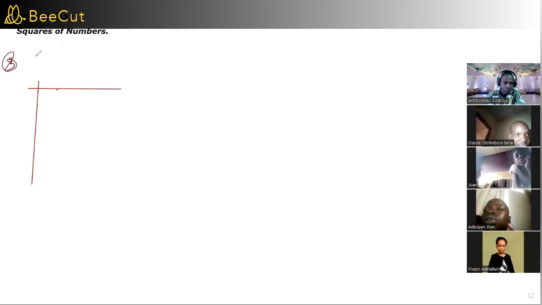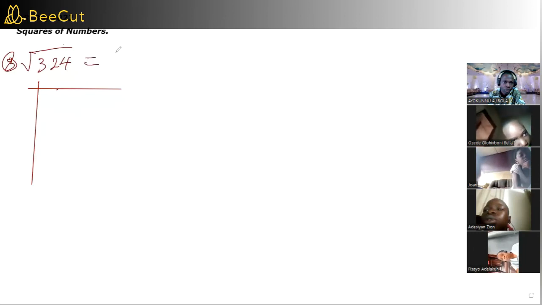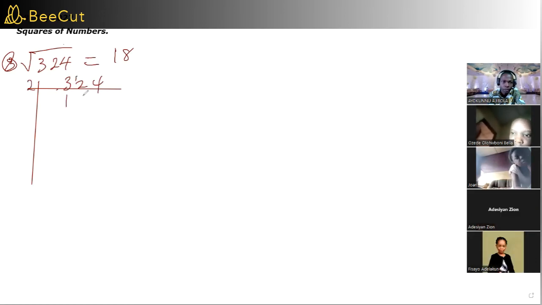So that's the third one. Square root of 324 is 18. So how do we arrive at 18? That's what we want to get. So 324, 2 can divide it. How many 2 in 3? That is 1. Remember 1. How many 2 in this? 6. 2 here. That is 2. 2 can still divide. 2 in 16, 8, and 2 here is 1. So 2 will not divide again because it ends with 1.